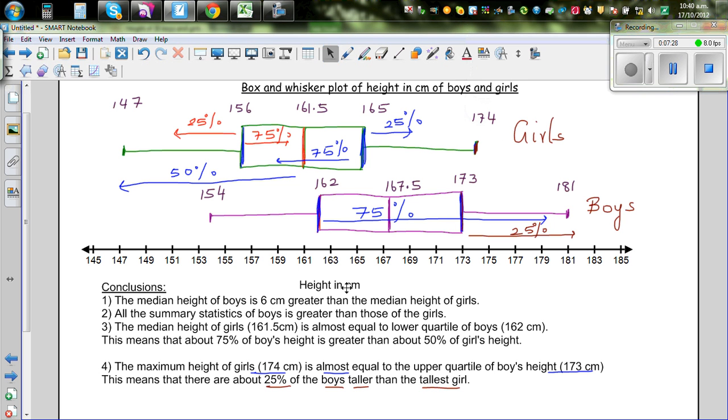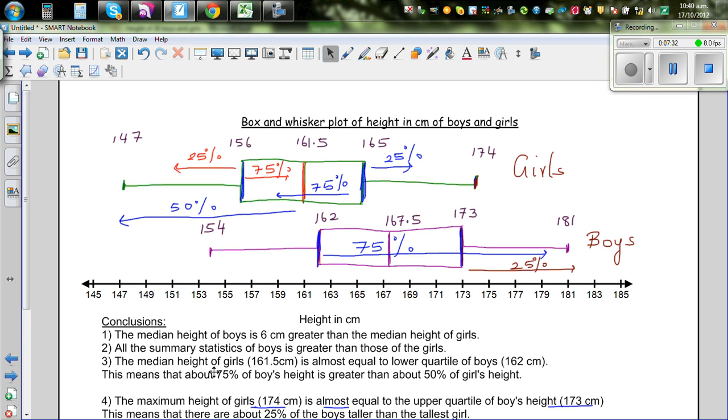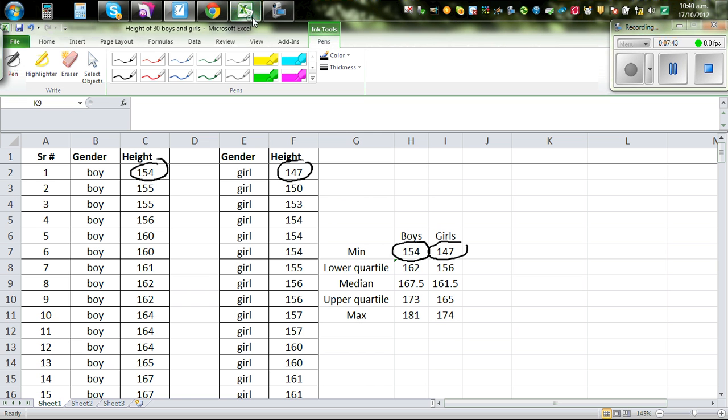Based on these conclusions, your final conclusion can be this: based on my above observations and analysis, I conclude that boys are taller than girls, based on the sample of 30 boys and girls that you have got.